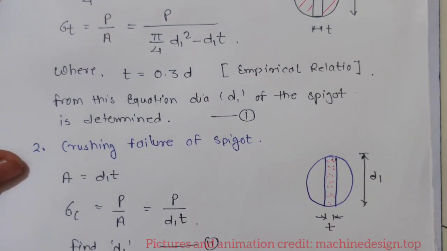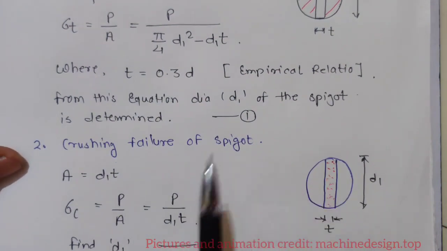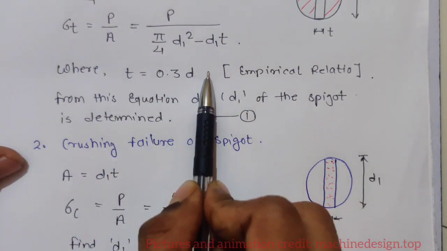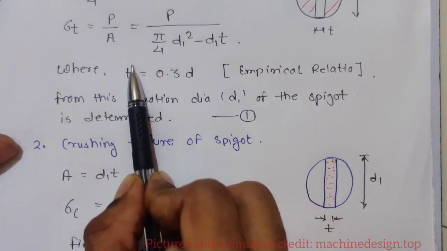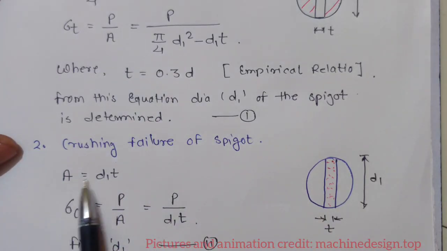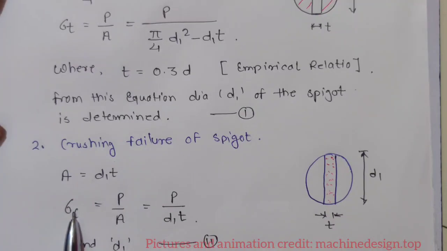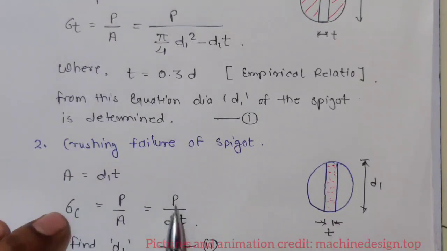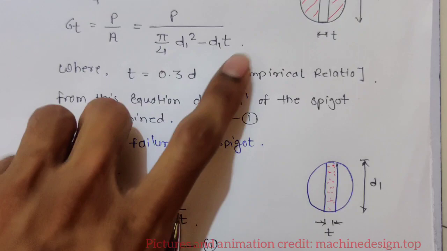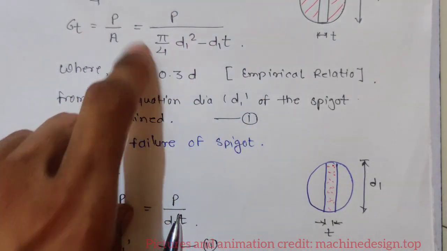Now one more thing you can do over here is just don't use this empirical relation. Don't use this empirical relation, okay, and find this area using D1T. Find the value of D1T, and now put this value over here. Sigma C is given, P is given. You can find the D1T value. Let's say sigma C is 100 and P is 50. So D1T will be 50 by 100, and this D1T value you can put over there. Then you will have only one unknown in this equation, and you can find value of D1.